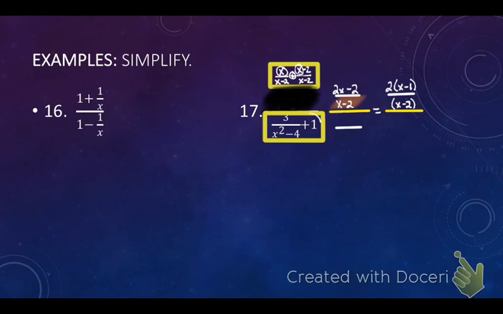So again, we have 1. So I have x squared. What is x squared minus 4?